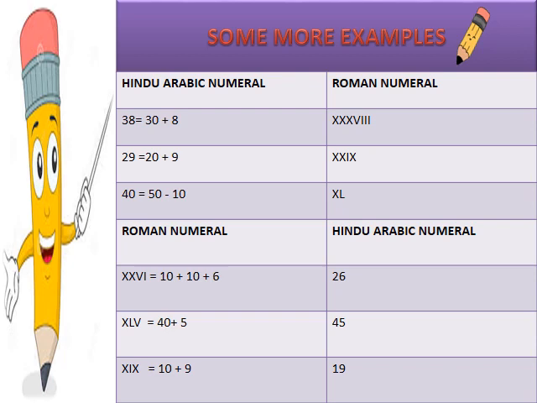Next is XIX. X is 10 and IX is 9. So XIX is 10 plus 9, 19. Children, listen to your homework. You have to write Roman numerals from 1 to 50 in your rough copy.